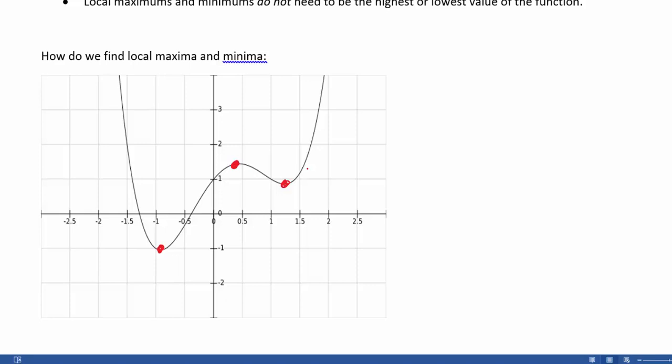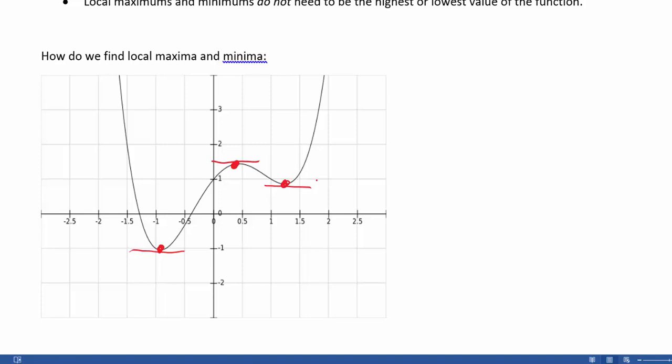Now, there's something really interesting about these points. I want you to think about what the first derivative at each of these points is going to be. If I were to draw in the tangent line at each of these points, something really interesting happens. I notice that at all the places where I have my local maximums and minimums, the tangent lines are all horizontal. So they all have a slope of 0.